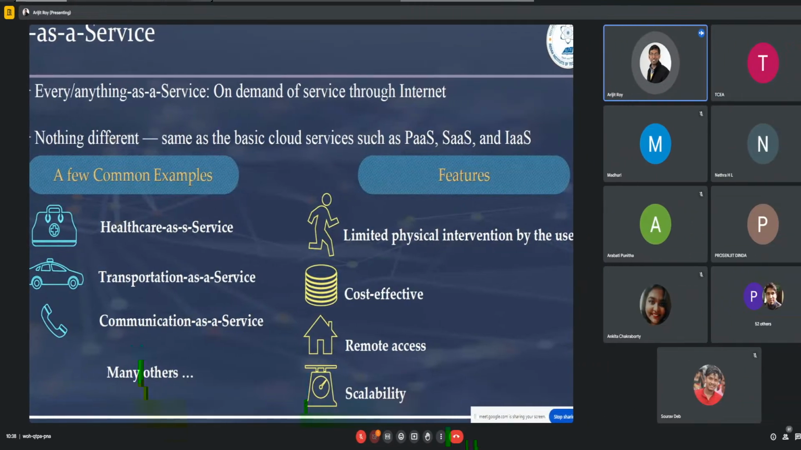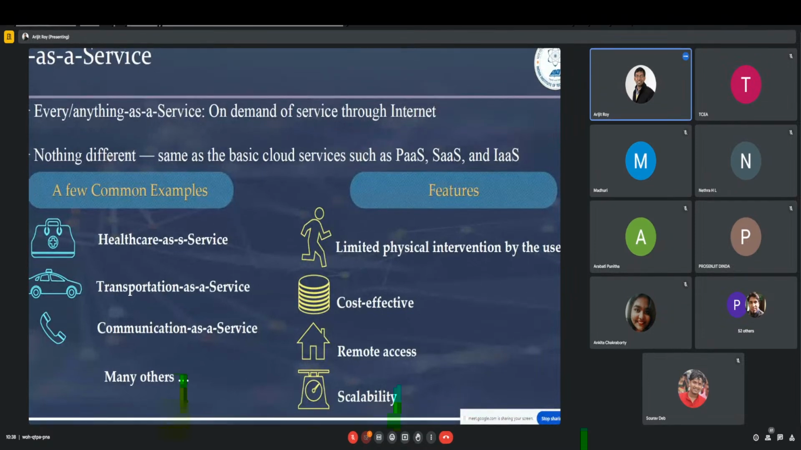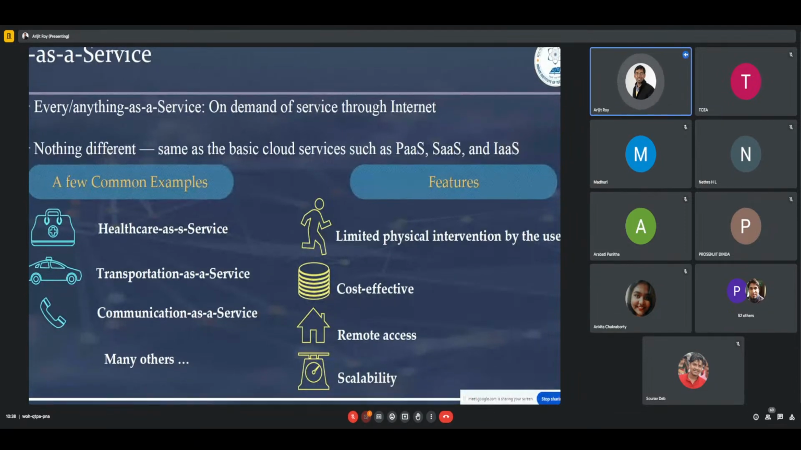A few common examples you can see: healthcare as a service. You will find many research papers also. Transportation as a service, communication as a service, and many others you will find. Transportation as a service: if you are getting an Ola or Uber cab, you know the same cab is used for multiple users, right? You can see it from that direction. That same cab is used for multiple users, only you are paying the rent.